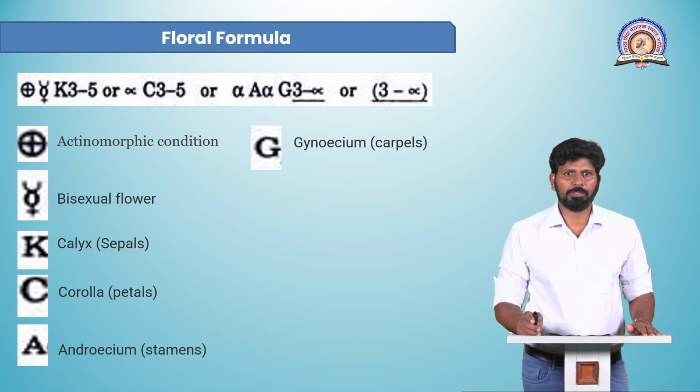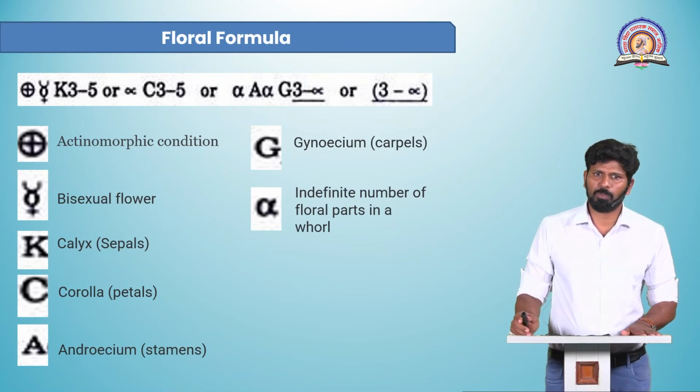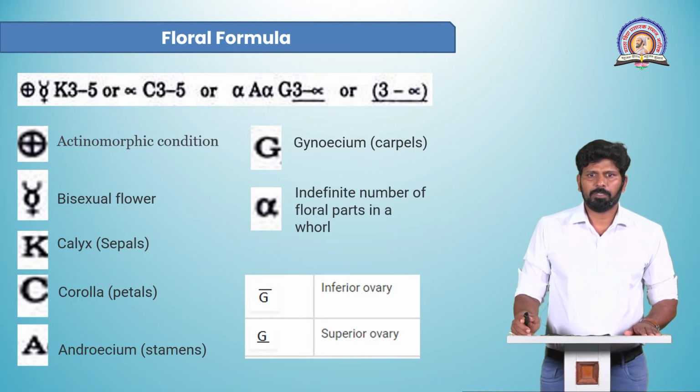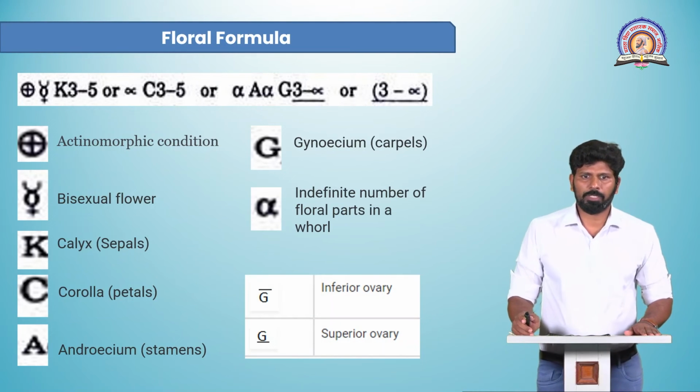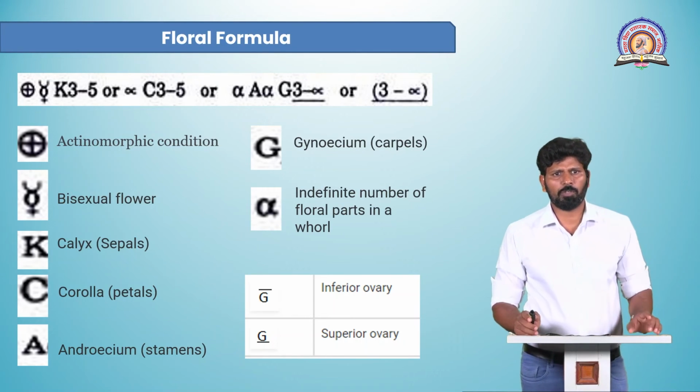Then the gynoecium, that is the carpel, is also 3 to indefinite. This symbol represents the indefinite number of floral parts in the floral whorls. And the condition of the ovary, that is the gynoecium, is either inferior or superior. So this is the floral formula.